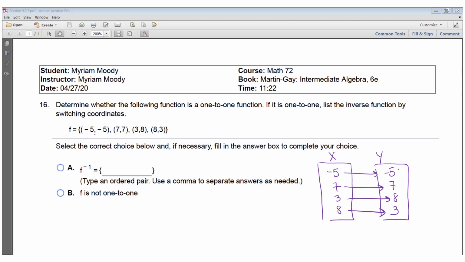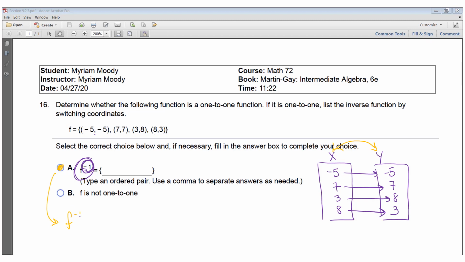Now, since it is one-to-one, this notation means inverse. This little -1 means this is an inverse function. And remember what we said, the inputs and the outputs will switch, which means I've got to now switch my x's and y's. So I have a little bit more room down here. Letter A is the answer.